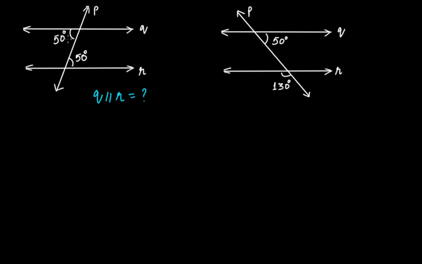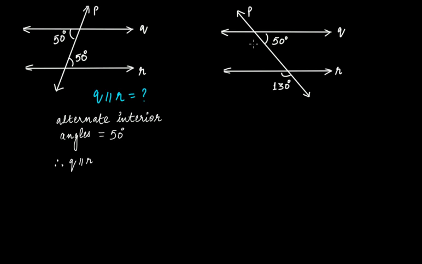What does it tell us? It tells us that in this case, these two angles are alternate interior angles. So this 50 degrees and this 50 degrees are alternate interior angles, and in this case they are both equal to 50 degrees. That is, they are equal. Since the alternate interior angles are equal, therefore these two lines Q and R are parallel.